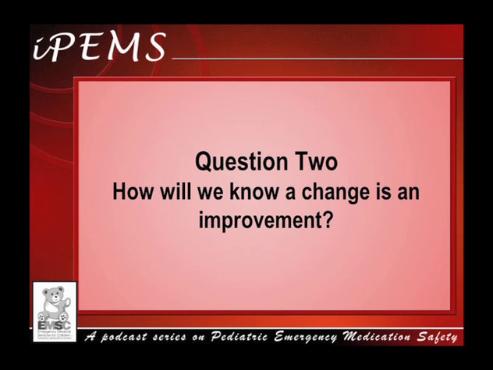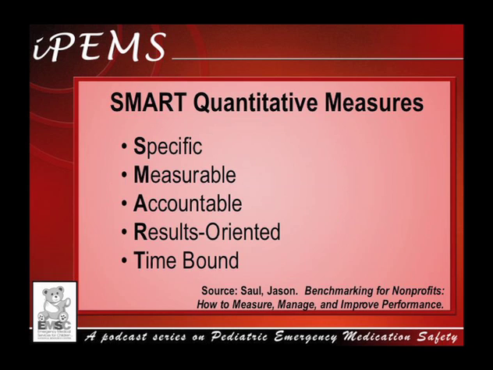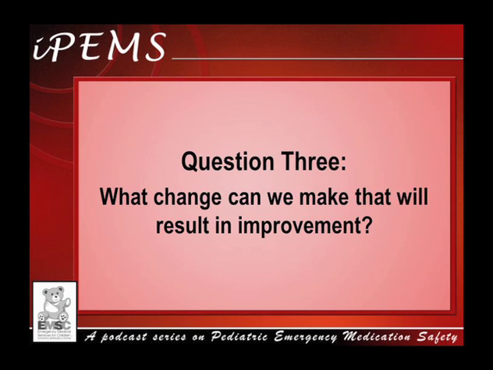The second question in the improvement model is, how will we know a change is an improvement? This can be determined by developing quantitative measures. These measures should meet the SMART criteria: specific with clear definitions and standardization, measurable using quantitative terms or very clear qualitative terms, accountable, clearly defining who will ensure results are produced, results-oriented, having a meaningful outcome, and time-bound with a specific time frame.